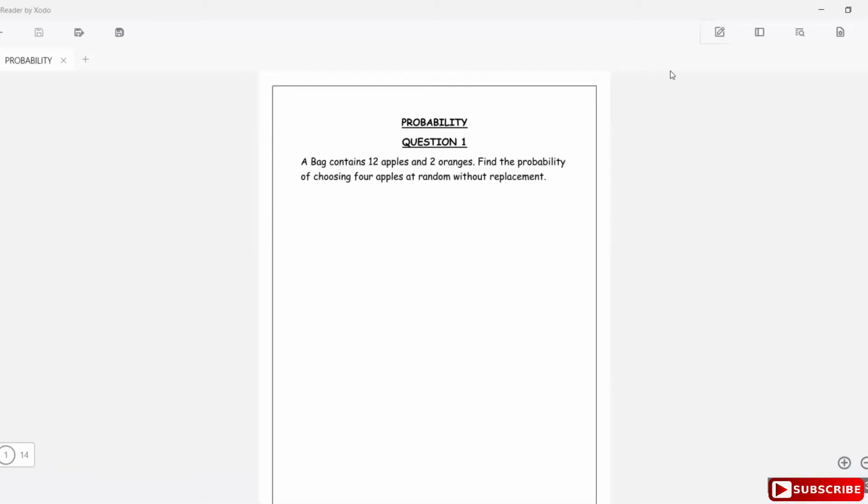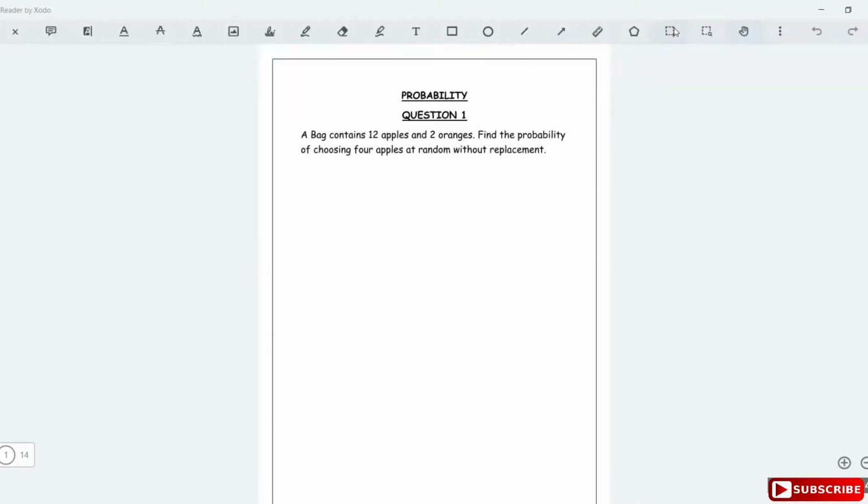Here. This is probability now. And this says a bag contains 12 apples and 2 oranges. Find the probability of choosing 4 apples at random without replacement. So first and foremost, what's the total number of apples? So the probability of choosing 4 apples is going to be, so that means what do you want to choose? You want to choose 4 apples, but you don't want to choose any oranges.